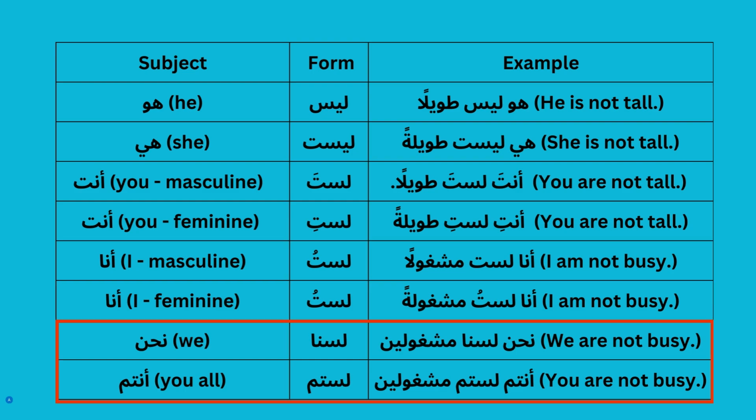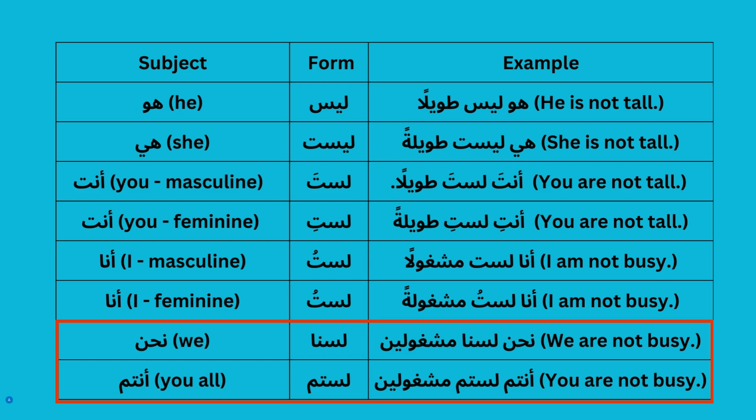And the last form that we have seen is lasna, which is for nahnu, for we. Nahnu lasna مشغولين. Why do we say مشغولين? Because it's a plural form. So we have to say مشغولين for a plural.